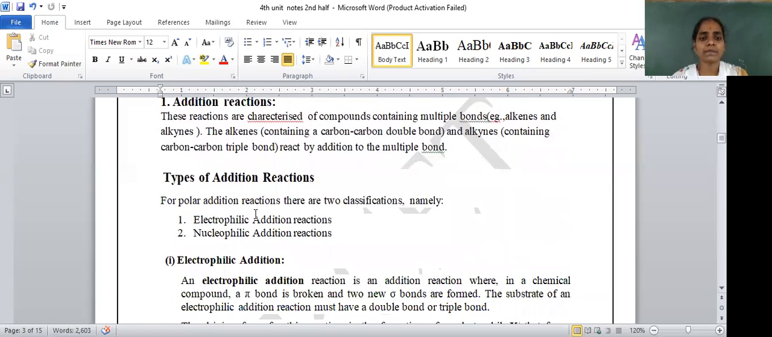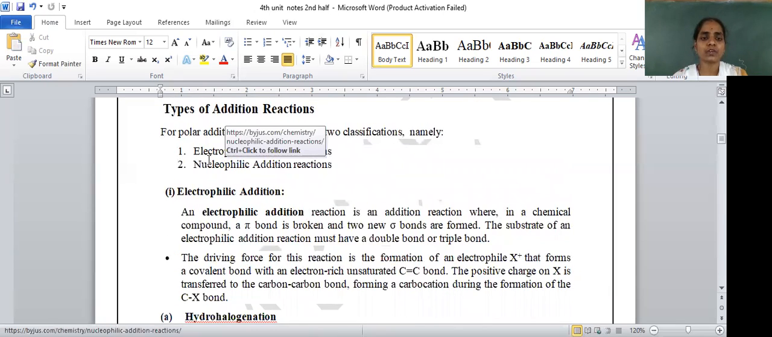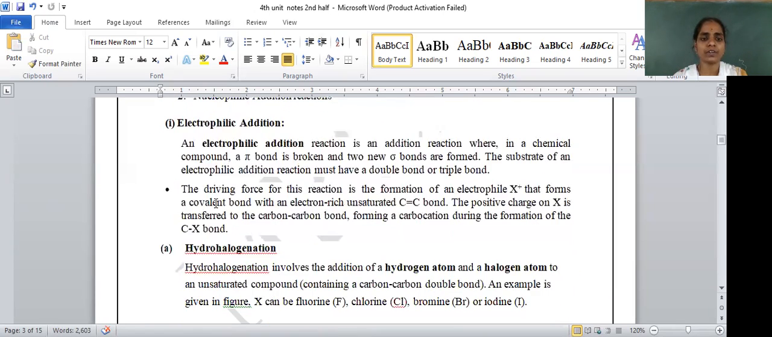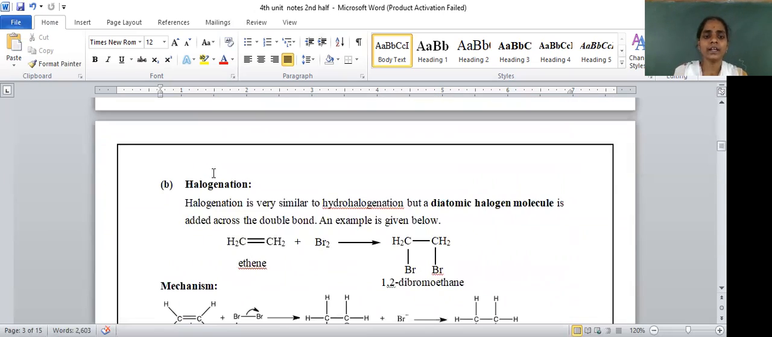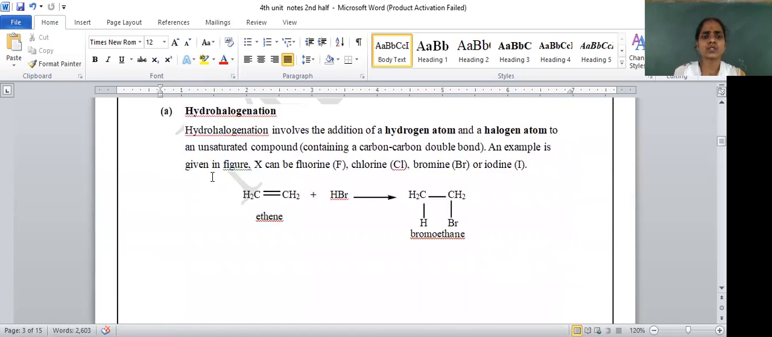Some of the types of addition reaction, based on the electrophile and the nucleophile, are electrophilic addition and nucleophilic addition. In electrophilic addition, the pi bond is broken and a new sigma bond is formed, by the addition of an electrophile. This electrophilic addition is of two types, hydrohalogenation and halogenation. In hydrohalogenation, as I said, the pi bond is breaking and a new sigma bond is forming.